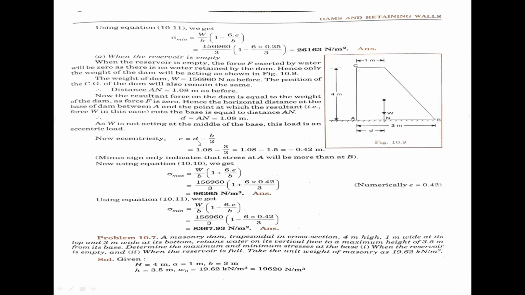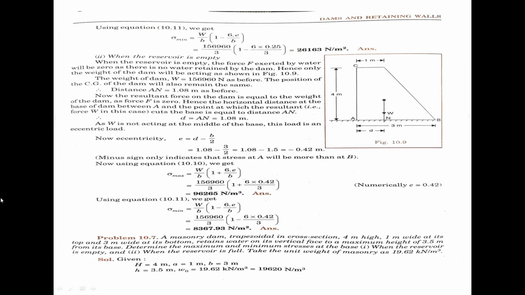Now eccentricity e equals d minus b by 2, 1.08 minus 3 by 2. Now the eccentricity is minus 0.42 meters. The minus sign only indicates that stress at A will be more than at B. In this condition you get a negative eccentricity, which means the stress at A will be more than at B. That is the main concept: the negative sign indicates A greater than B.